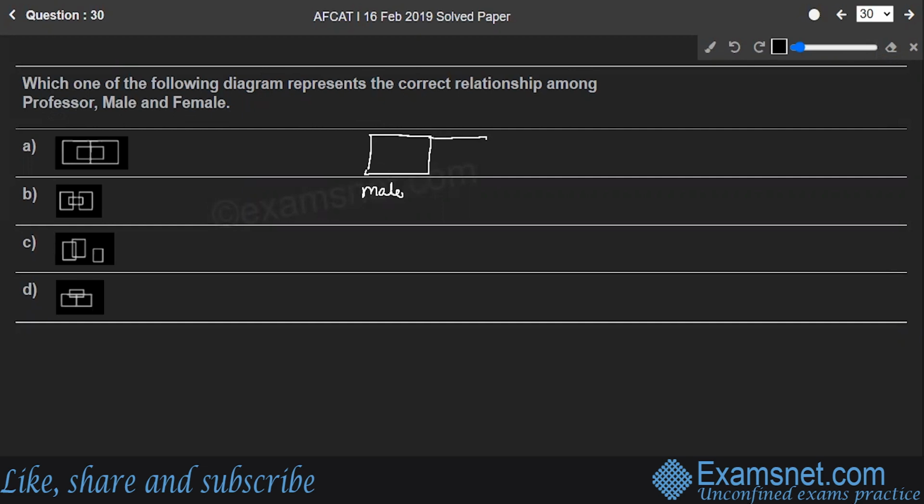This represents a female, right? They are different. They're separate entities. And professor may be a male, may be a female. So this one represents professor. Right. So that means we have option A as our answer, because this is not the correct representation. Even this, none is the correct representation. Only option A is the correct one.